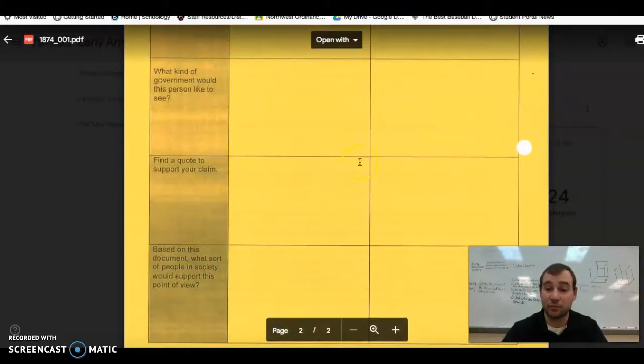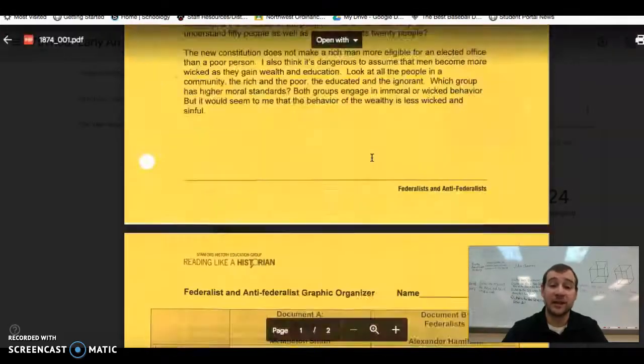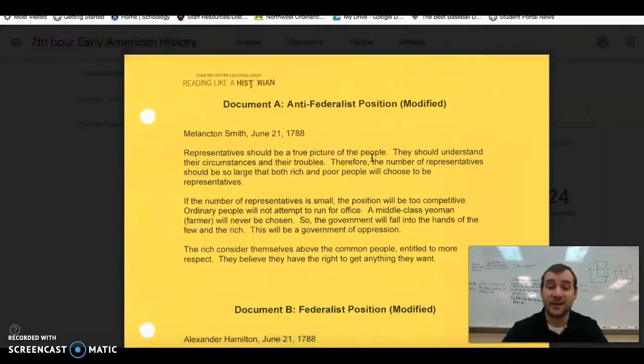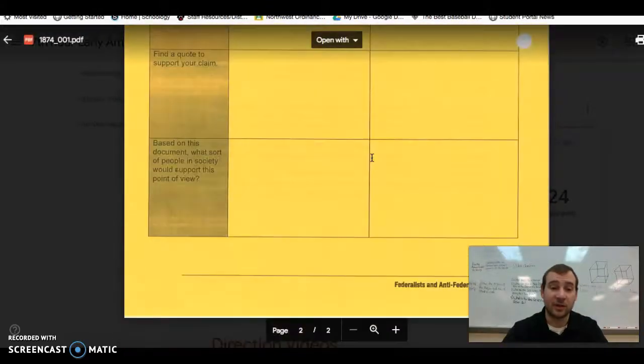I'm hoping that you guys are pretty familiar with Federalists and Anti-Federalists and that whole scenario, so hopefully these documents don't give you too much trouble.